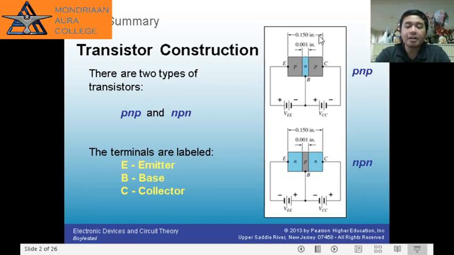These are the nominal dimensions of the layers. Kung mapapansin natin, yung kabuuan ng kanyang sukat or length, no? This is approximately 0.15 of an inch. And ang ating base is 0.001 inch. Ang base ang may pinakamanipis na layer. Alright? Susunod dyan yung emitter. And then ang may pinakamalapad na layer ay ang ating collector.